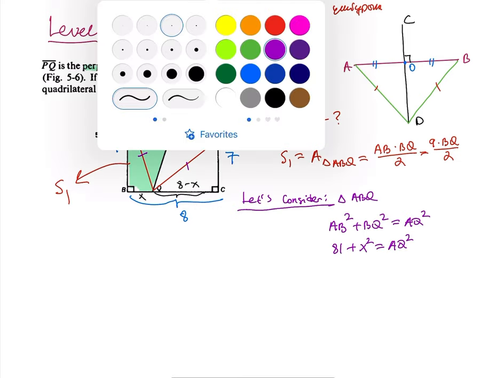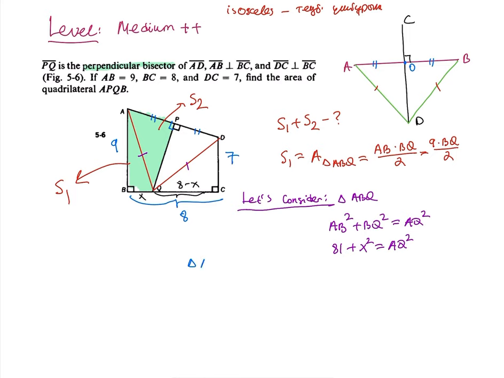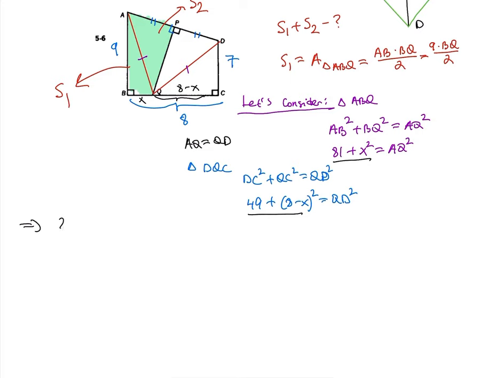On the other hand, let's consider triangle DQC. In this triangle, DC squared plus QC squared is equal to QD squared. DC is 7, so 49, plus QC is 8 minus x, squared, and is equal to QD squared. We said that AQ is equal to QD, so we can equate both sides. So 81 plus x squared is equal to 49 plus (8 minus x) squared. This is simple algebra to solve.